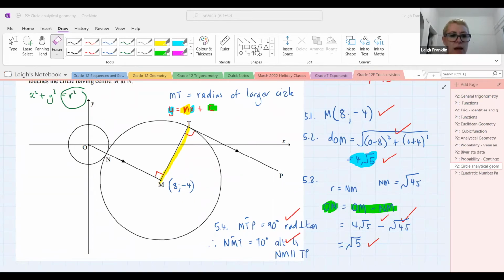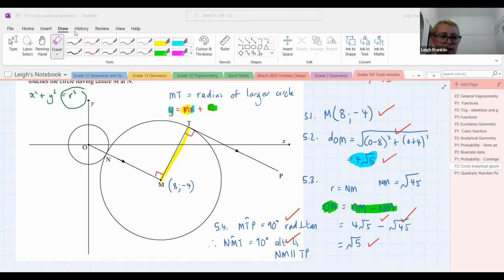Yes, I agree with you, NM. So if NM and MT are radii, then they must be equal in length. Their gradients are not necessarily the same, though. Because if you think about it, if you were standing at N and you walked to M, you'd be walking downhill, wouldn't you? If you were standing at M and you had to walk to T, you'd be walking on a very steep uphill. So the gradient is not necessarily the same. The length of the line is the same. NM and MT are the same length, but their gradients are not necessarily the same.